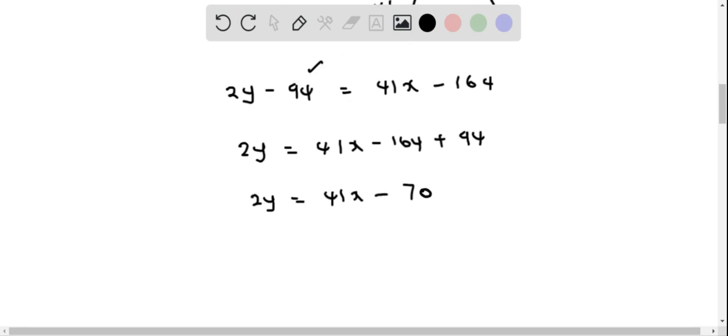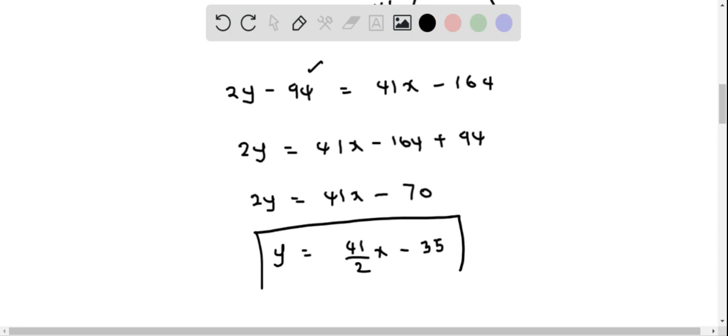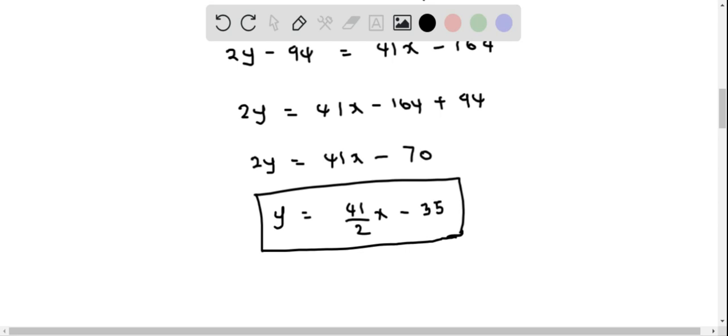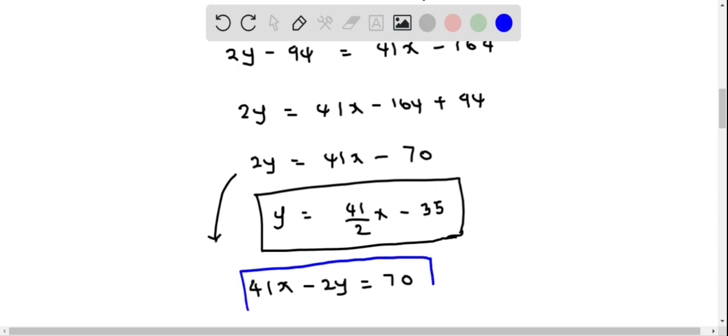Dividing both sides by 2, we get y equals 41 by 2 x minus 70 by 2, which is 35. So this is the equation of the line tangent to the graph of f at x equals 4. Otherwise, we can give the equation in a different form also using this equation, that is subtract 2y and add 70, and then I rewrite, that is 41x minus 2y equals 70. So this is another form of the same equation of the line.